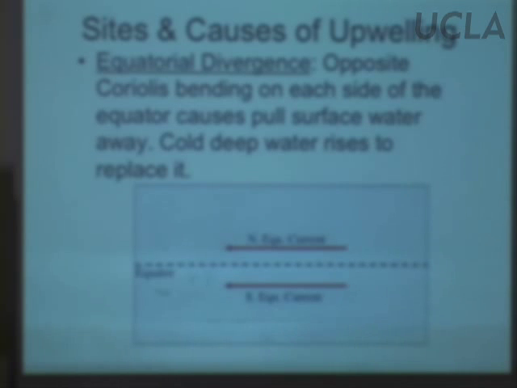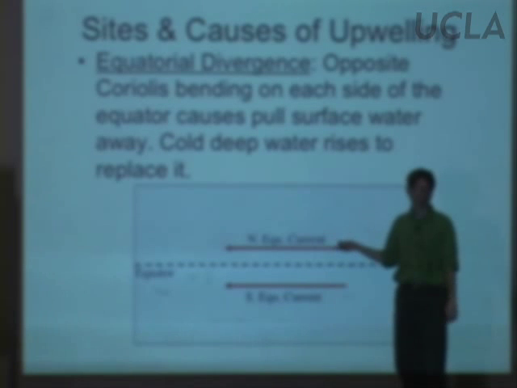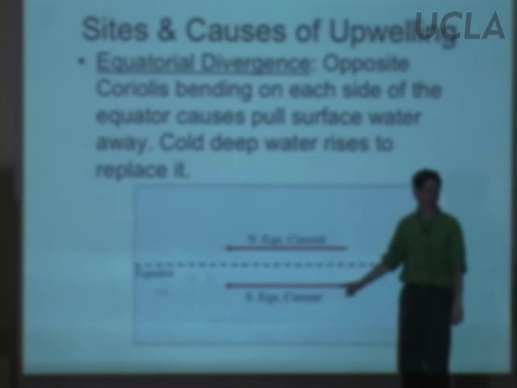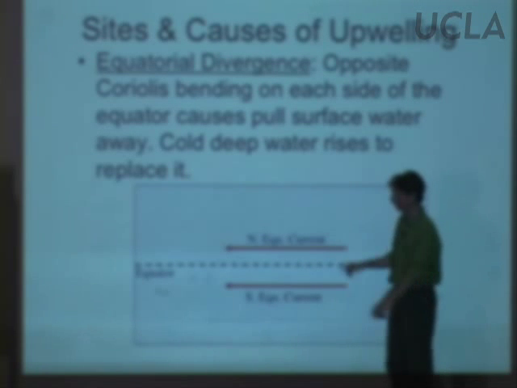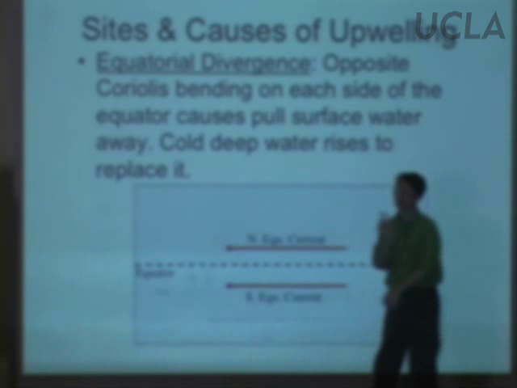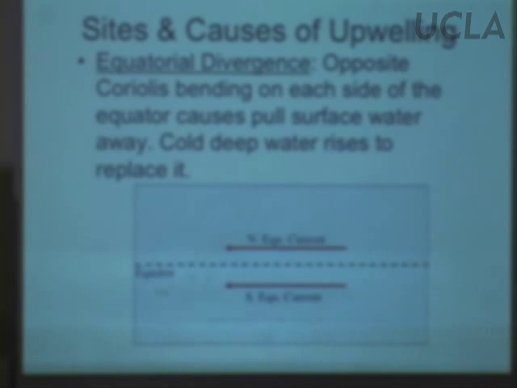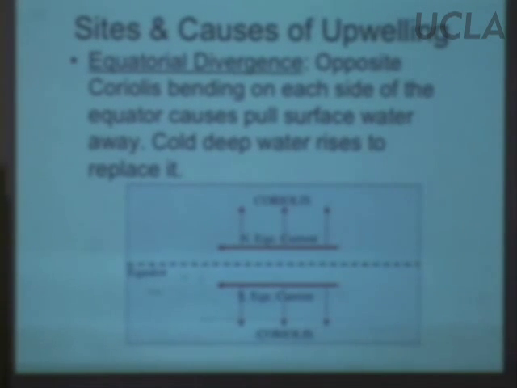Now we're near the equator, so Coriolis effects are pretty weak, but they're still there as long as you're not actually on the equator, okay? And which direction would you expect the Coriolis effect to deflect this equatorial current north of the equator? Towards the right. Which way would you expect Coriolis to deflect this current south of the equator? To the left. So we have these currents that are actually being pulled away from the equator. Weakly, but it's happening.